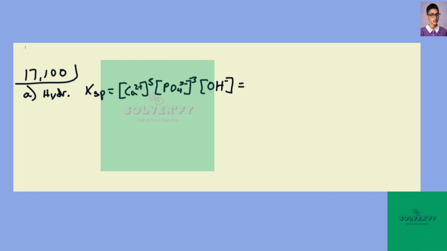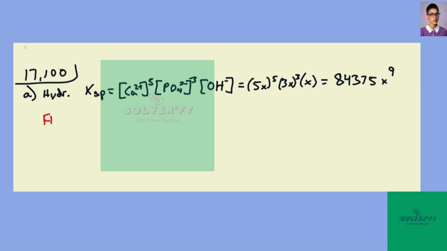So here, if we substitute x values, we have 5x for calcium to the 5th power, 3x to the 3rd power for phosphate, and x for hydroxide. And so we put 5 to the 5th power and multiply by 27, and we get 84,375. And we add up our x's. We have x to the 5th times x to the 3rd times x to the 1st. So we have x to the 9th. So that's our expression for the Ksp for hydroxyapatite.